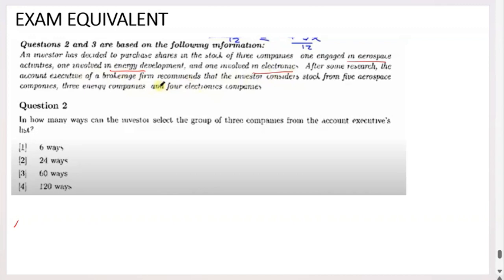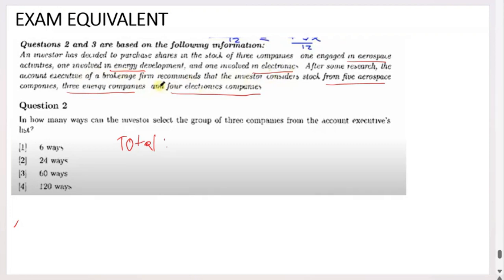Read and then it says, after some research, the account executive of a brokerage firm recommends that an investor consider stocks from 5 aerospace companies, 3 energy companies, and 4 electronics companies. Now we see what the total is. Just looking at the whole scenario, you've got a total.